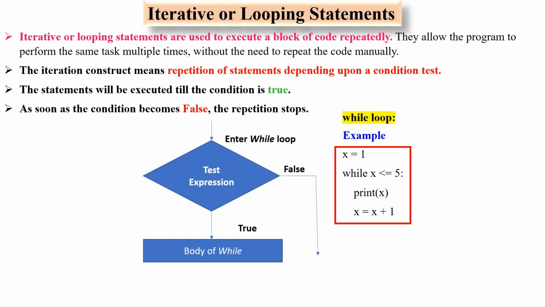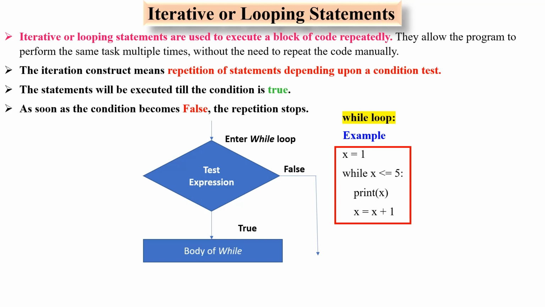In Python, iterative or looping statements are used to execute a block of code repeatedly. They allow the program to perform the same task multiple times, without the need to repeat the code manually. The iteration construct means repetition of statements depending upon a condition test. The statements will be executed as long as the condition is true. As soon as the condition becomes false, the repetition stops. In this picture, the body of the loop will be executed until the test expression evaluates to false.